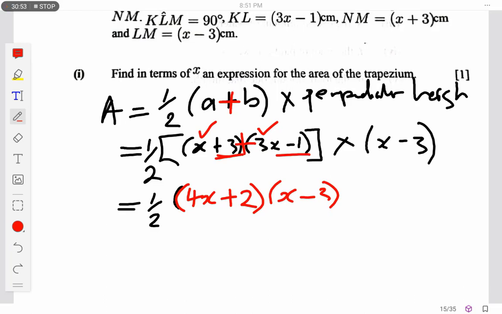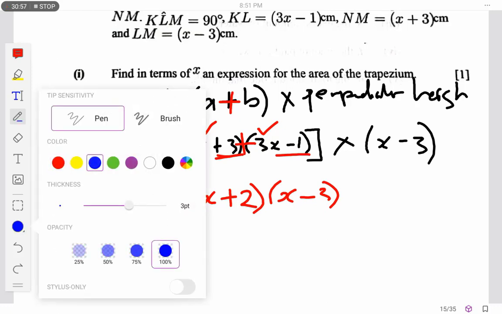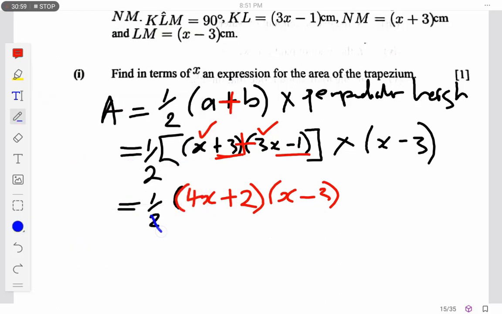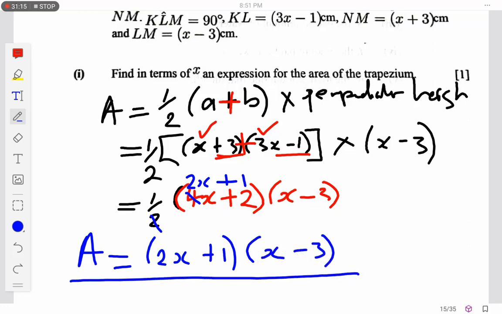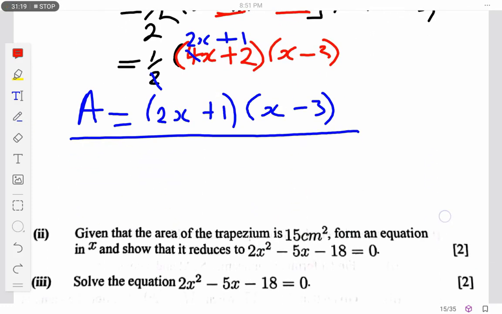But I can also remove this half here. Okay, let's remove the half. 2 can go into this one and have 2x here, then plus a 1. So our area is going to be 2x plus 1 and then x minus 3, like that. So this is our expression for our area. Okay, let's move on. That was 1 mark there.